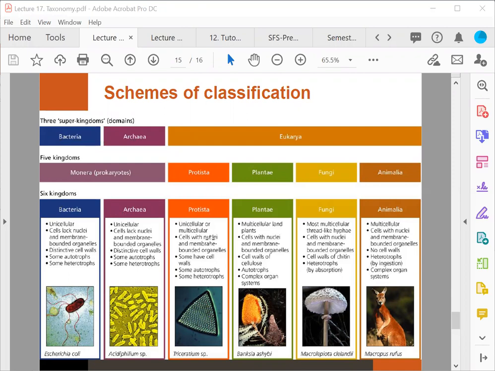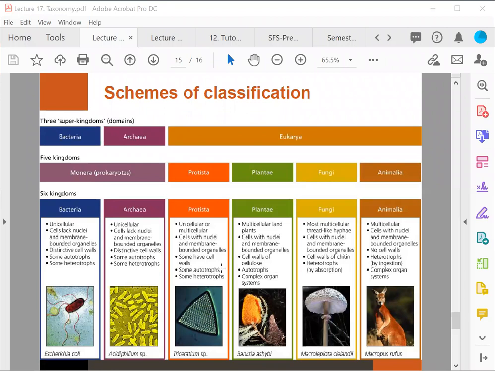Okay, so Protista, some of them have cell walls, but not all. Some are autotrophs and some are heterotrophs. Kingdom Plantae, multicellular land plants. The cells do have nuclei. They do have membrane-bound organelles. Cell walls contain cellulose. They are all autotrophs, and of course, you know, they can synthesize their own fuel molecules because of that process of photosynthesis.